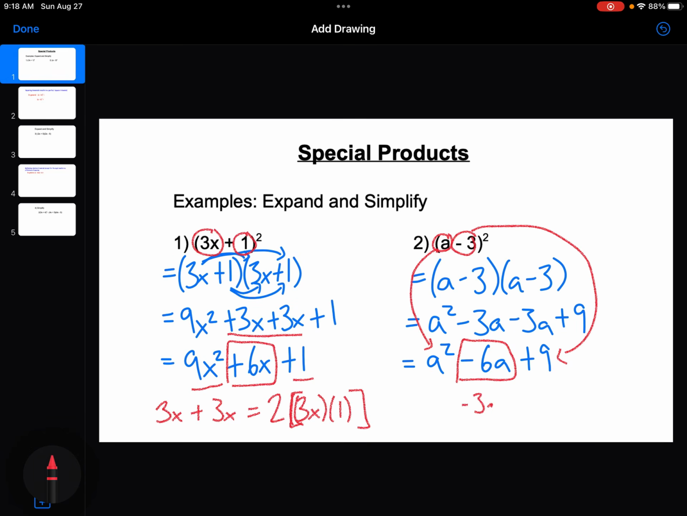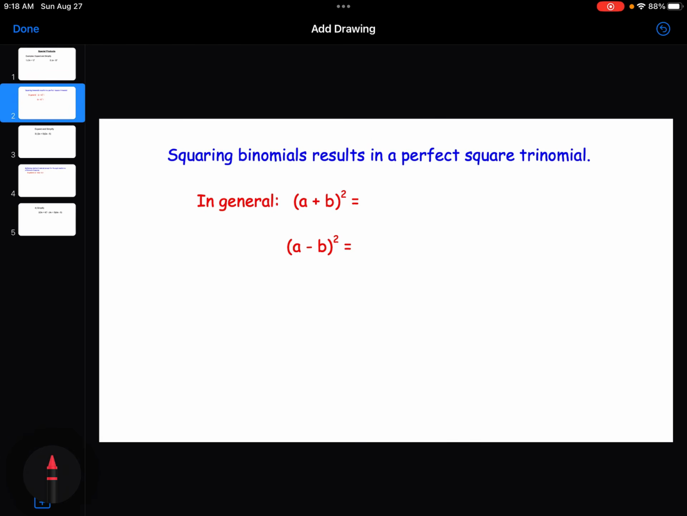If you look at the second bracket, we've got negative 3a minus 3a. That's how we got our negative 6a. Well, that's equal to 2 times a times negative 3. A times negative 3 is negative 3a. Negative 3 times a is negative 3a. So we've got two of them, and we're just multiplying it together.